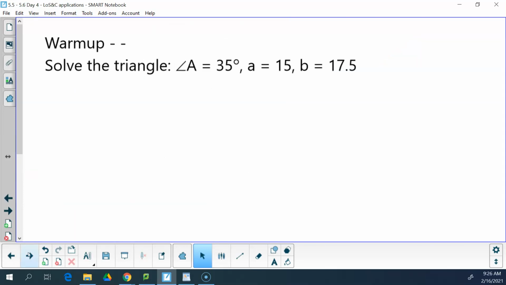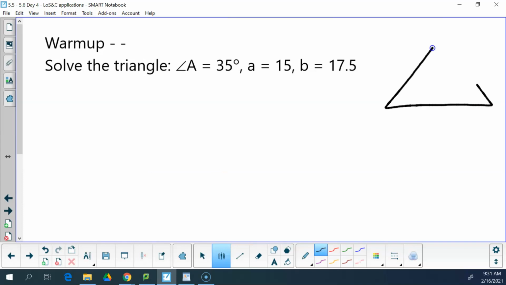Okay? So let's start out with a warm-up here. Please solve this triangle. This is, again, not in your green packet. You can do this on the back of a sheet of paper, or on a scrap or something like that. So I like to start drawing myself a little triangle, labeling that triangle, figuring out what we need.